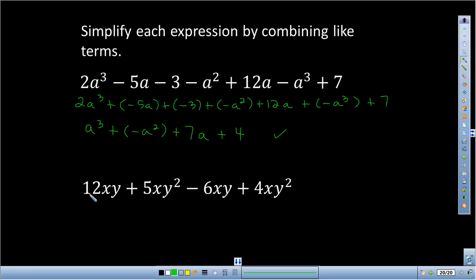Now let's take a look at this next example. We have 12xy, add 5xy squared, subtract 6xy, add 4xy squared. So again, we're looking to combine like terms. We're looking for the same variable factors. We have a 12xy here. We have subtract 6xy. So 12xy subtract 6xy makes 6xy. This term, 5xy squared, we can combine with 4xy squared. And when we combine those two terms, we get 9xy squared.